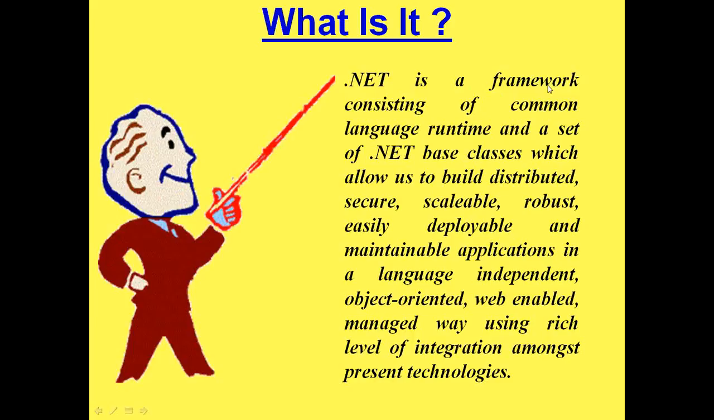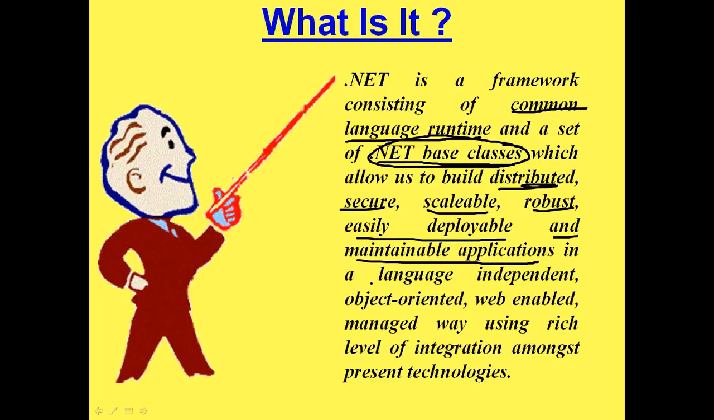And this framework consists of two major parts. One is known as the common language runtime, and one is known as the .NET base classes, which allows us to build distributed, secure, scalable, robust, easily deployable, and maintainable applications in a language independent, object-oriented, web-enabled, managed way using rich level of integration among the present technologies.